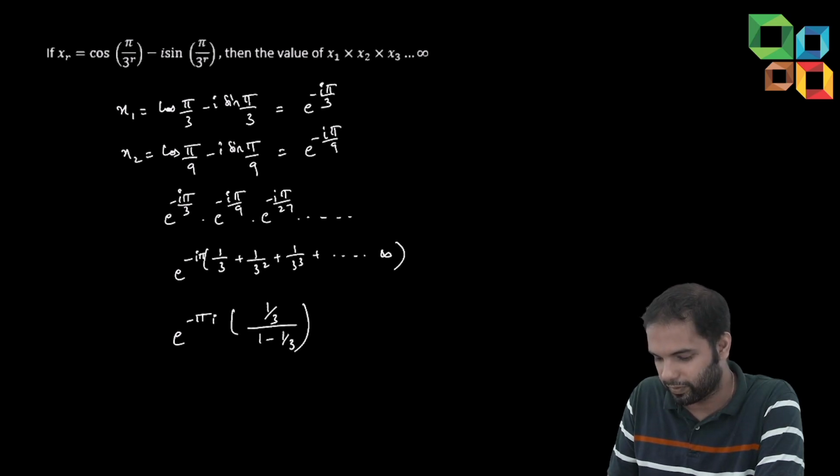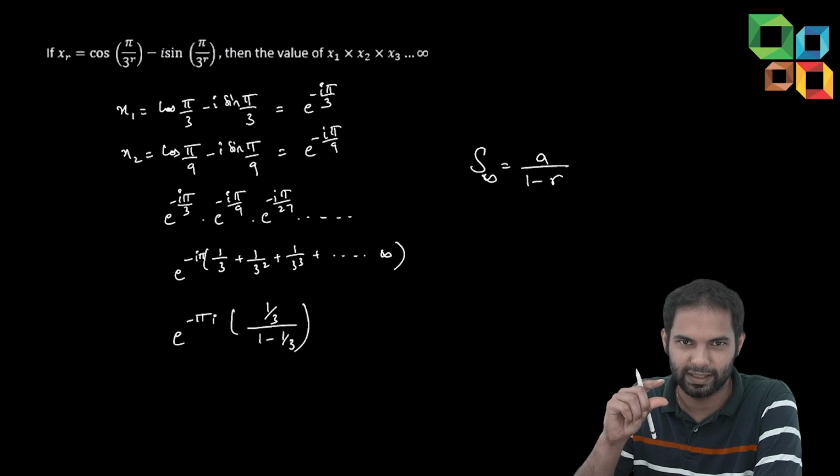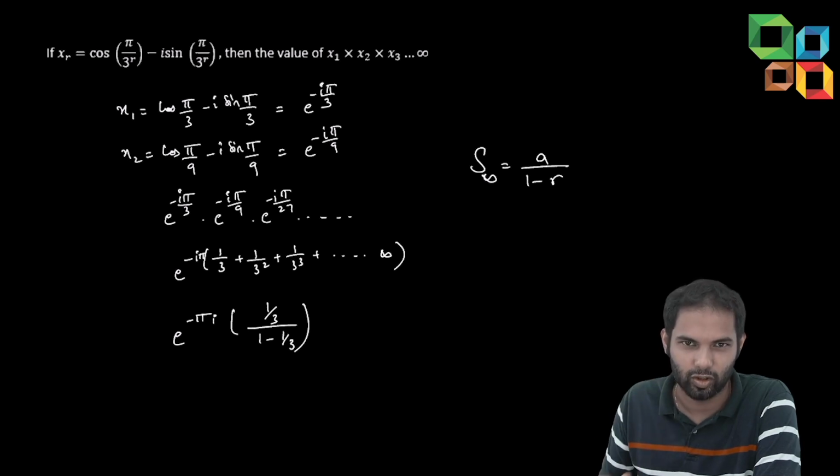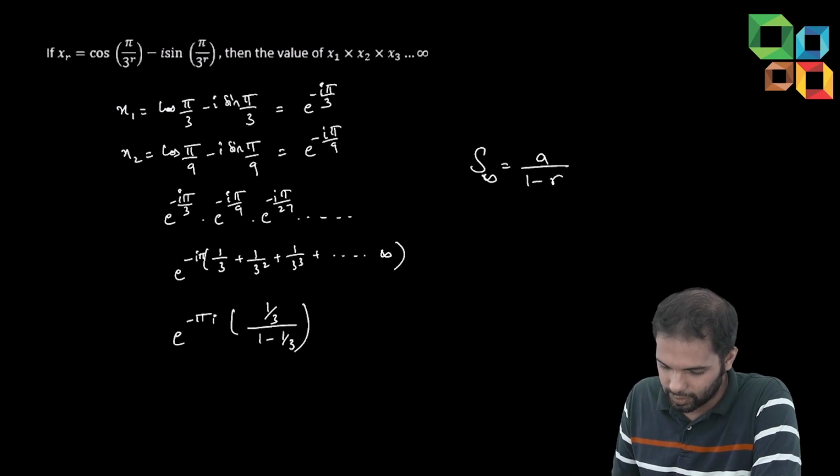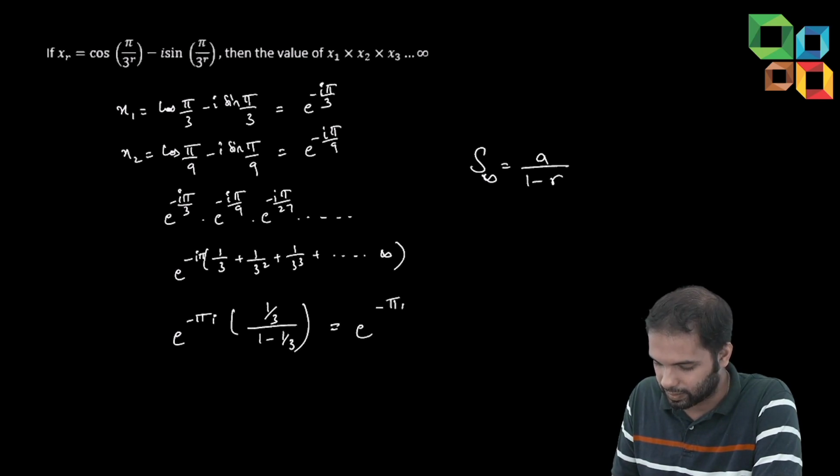What is the sum of an infinite GP? It's nothing but the first term divided by 1 minus the common ratio. Obviously, the mod of the common ratio should be less than 1. So what is this equal to? e power minus πi into 1 by 3 by 2 by 3, which is nothing but half, or e power minus iπ by 2.